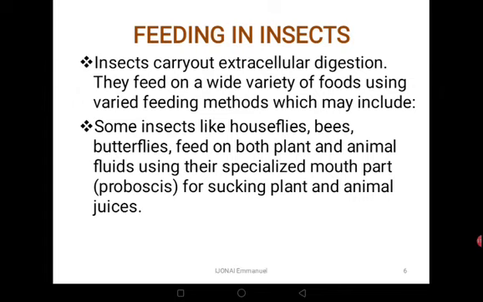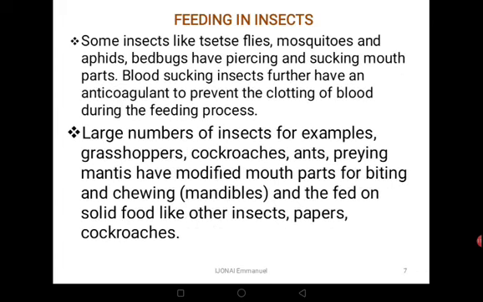They cannot chew, they cannot pierce, but they just suck, meaning their food must be fluid. Then we have another group of insects, like the tsetse flies. You must have heard about tsetse flies. Mosquito, this one you interact with every day. Aphids, bedbugs. I hope you don't have bedbugs at home. Make sure you fight against them in case you have them on your bed.